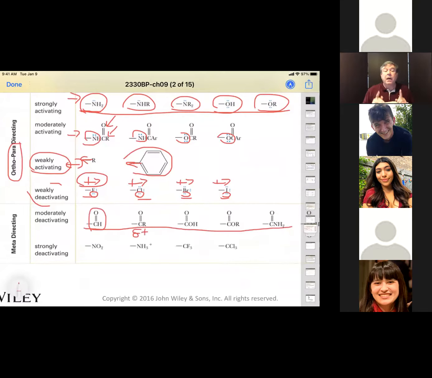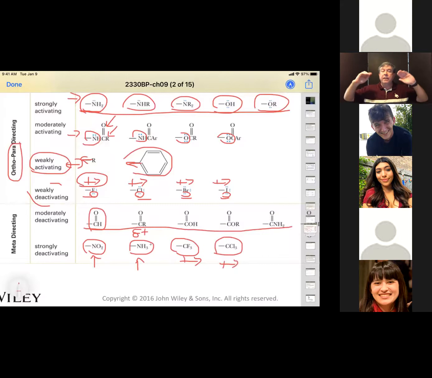Okay. Now, if we look for strong deactivators, we have these. This is a full positive charge. If we did formal charges, that's a full positive charge on nitrogen. And on these, we have 3 very strong electron withdrawing groups. Okay. So those are strongly deactivating because they're pulling electron density out of the ring. When you pull electron density out of the ring, it's less likely to reach out and grab your electrophile. Okay, so do we see the common thing between ortho-para directing and meta directing?